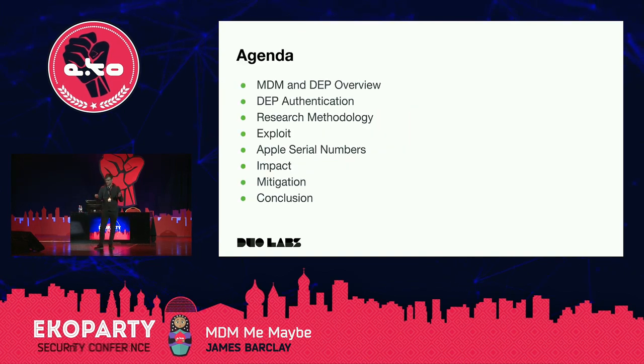So I'm just going to dive into the agenda. Very quickly, I will go over what MDM and DEP are. Then I'll move on to DEP authentication and some of the inherent weaknesses in it. I'll talk about our research methodology, an exploit. Then I'll go into Apple serial numbers and their format. Next, I'll talk about the impact of this research, and then mitigations, and then finally I'll wrap it up with a conclusion.